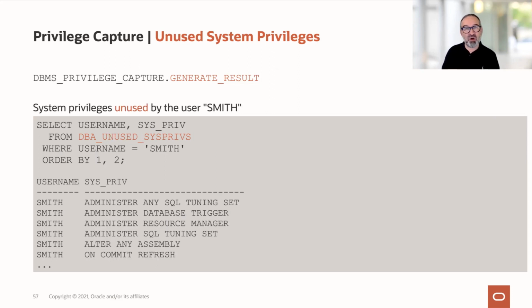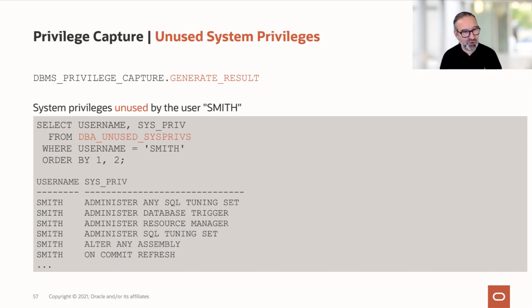Even more important, and I figure this is the information you typically are looking for, are the unused privileges. What does Smith have and really doesn't need? So here we found out, oh, Smith had administer any SQL tuning set because I went under tuning privileges. Database trigger, resource manager, administer SQL tuning sets, all the any assembly, whatever that is, on commit refresh. So all these privileges were granted implicitly to that application user, but none of them was used.